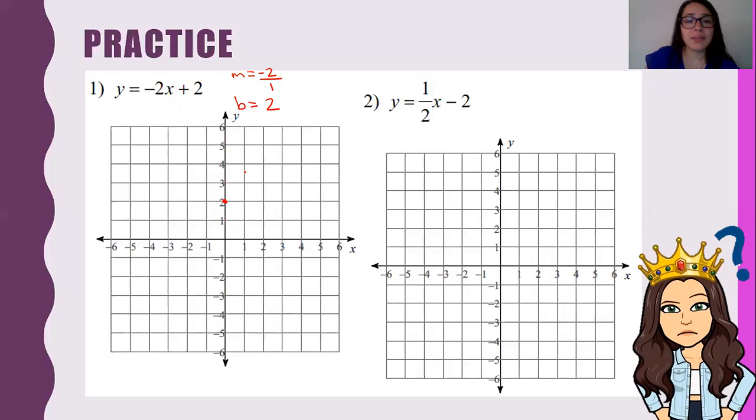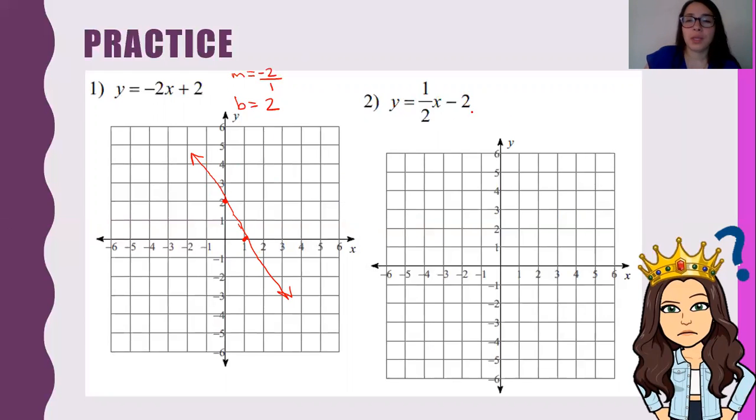My slope is negative 2 over 1, so I go down 2 spaces to the right one. And then I go ahead and connect the dots. Just keep in mind that with this tool, it won't be straight at all, apparently. But this is why you would use a ruler if you're doing this at home. And that is the graph for the line.